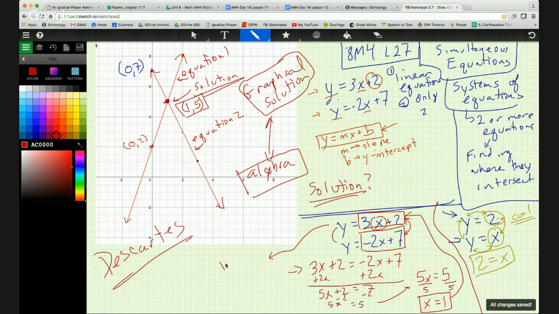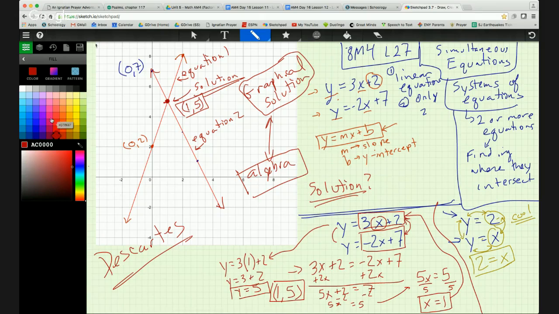So I get y is equal to 3 times, not x now, but 1, because I know that x is 1, plus 2. So we get y is equal to 3 plus 2, or y equals 5. So now I have my answer. X is 1 and y is 5. If I put those together, I get the point (1, 5). X, y is (1, 5).